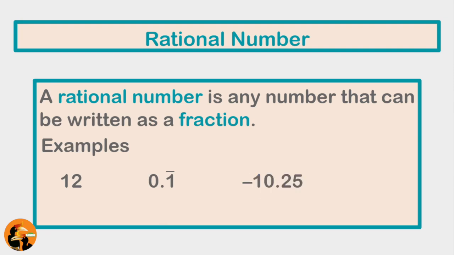The square roots of perfect squares are also rational because when evaluated, the answer is a whole number, which can always be written as a fraction. For example, the square root of 16 is 4, which can be written as 4 over 1.